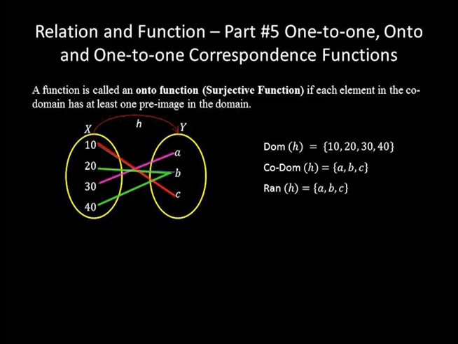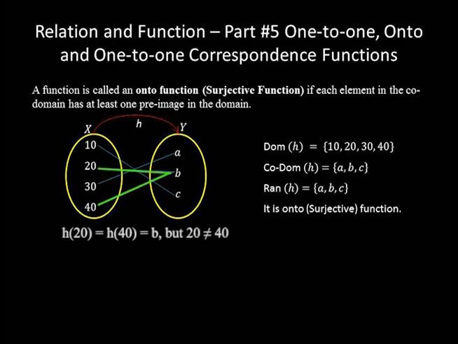Since each element in the codomain has at least one element or pre-image in the domain, this function is a surjective or onto function. Element B in the codomain relates to two different elements in the domain. B relates to 20 and B relates to 40, meaning h of 20 equals h of 40 equals B, but 20 is not equal to 40. In other words, this function doesn't fulfill the requirements of a one-to-one function. Thus, h is not a one-to-one or injective function.